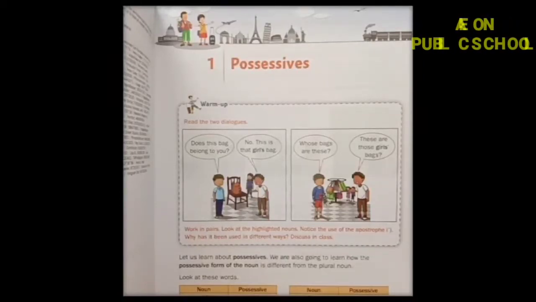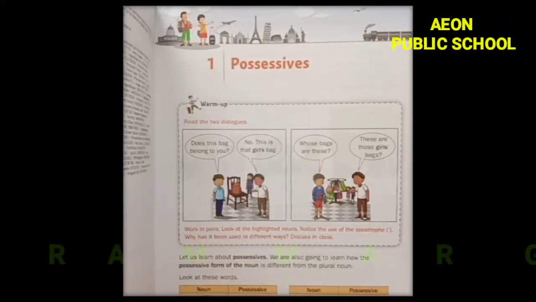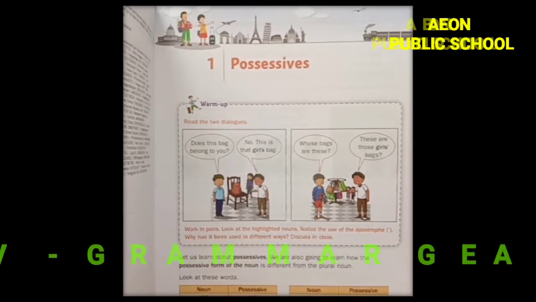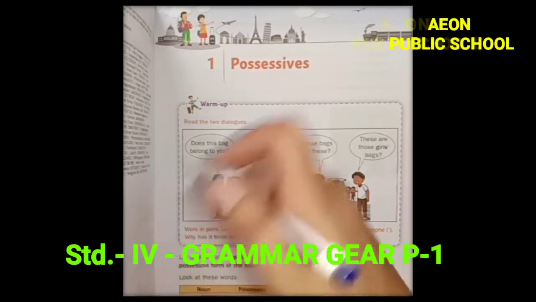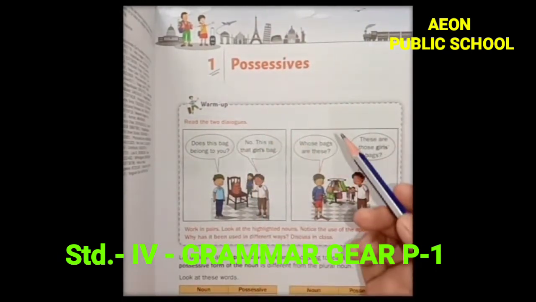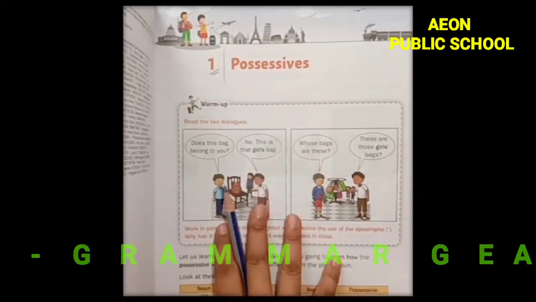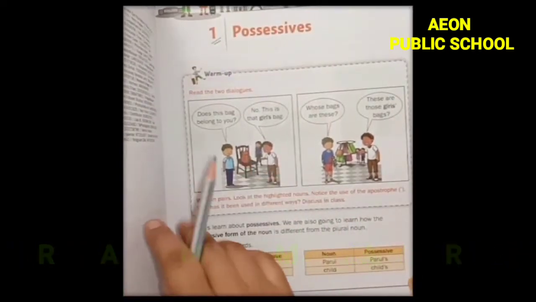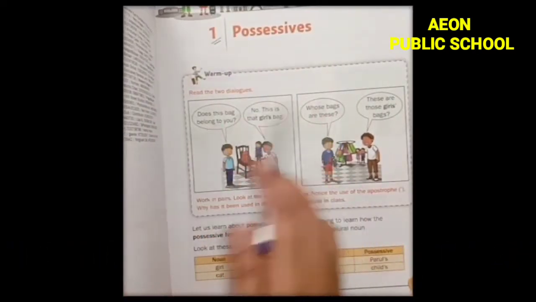Hi students, today we will start a new lesson from Standard 4 Grammar, and the name of our first chapter is Possessives. You can see a picture here, and in this picture there are some dialogues.